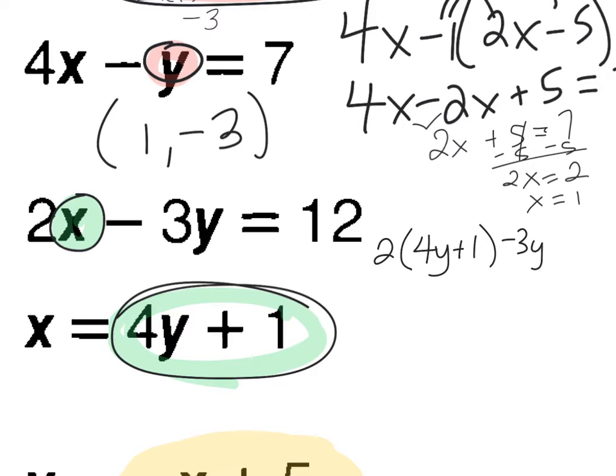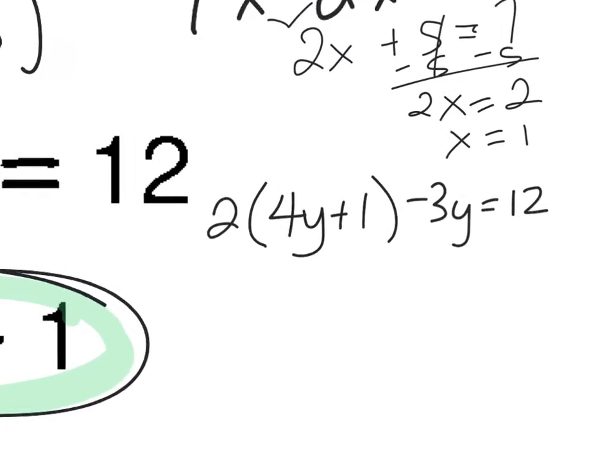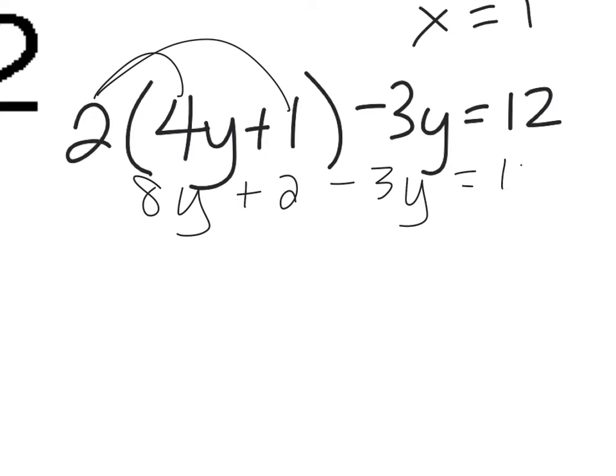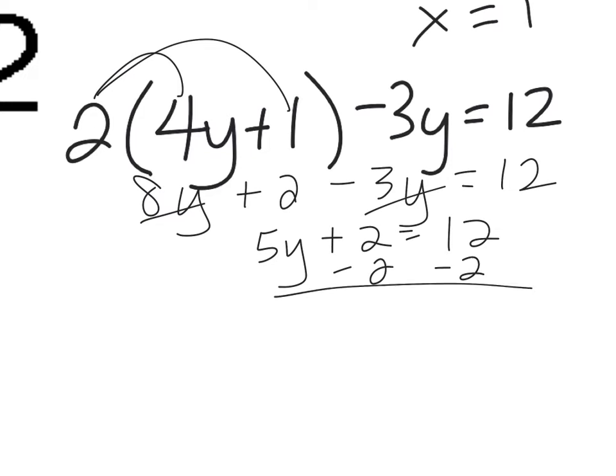Take away 3y equals 12. So I'm going to distribute. This is 8y plus 2 minus 3y equals 12. Put together your y's, you're going to get 5. And minus the 2. So 5y equals 10. Divide by 5. Y is going to equal 2.